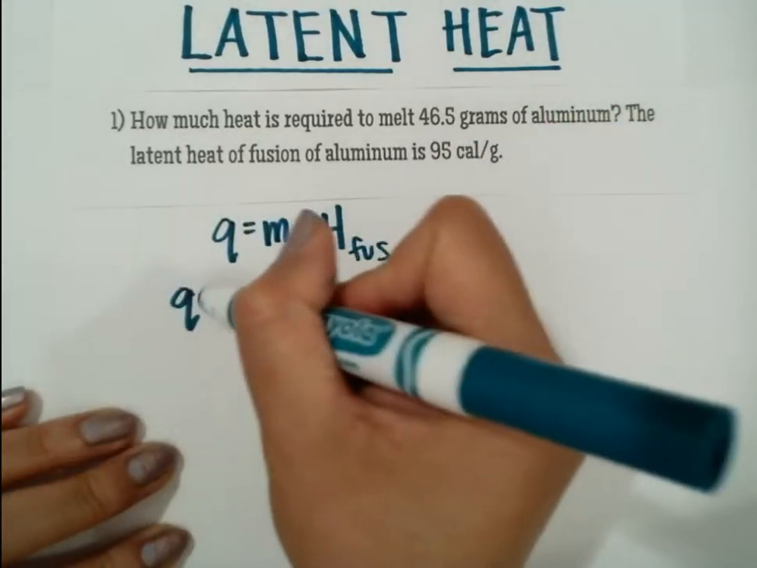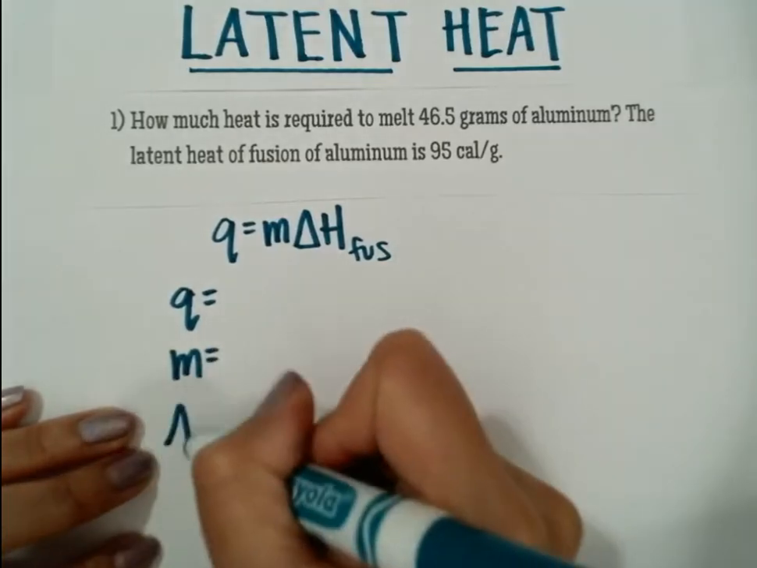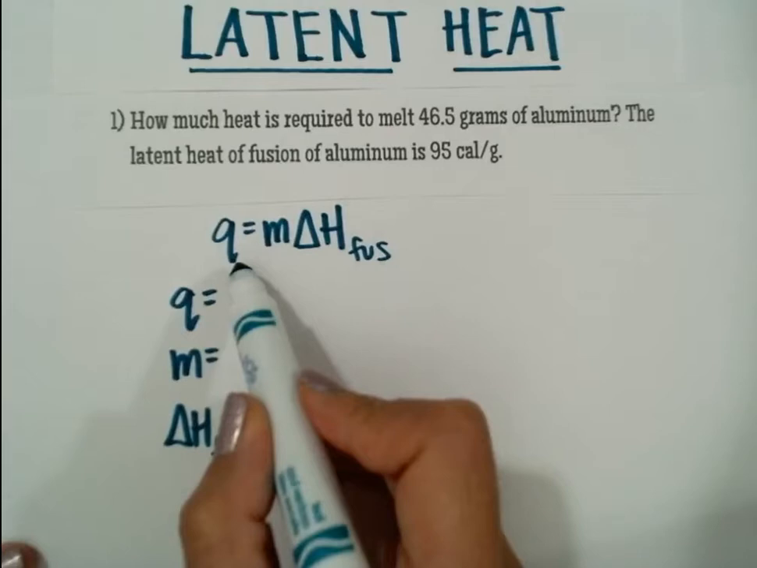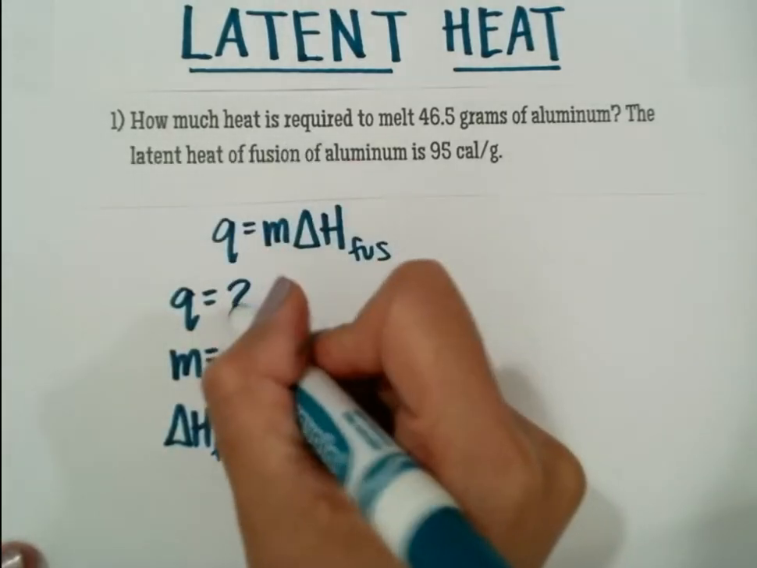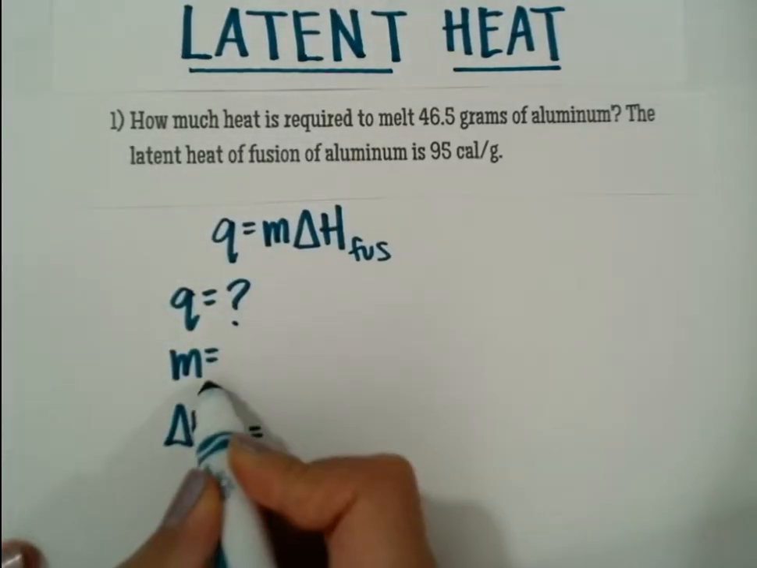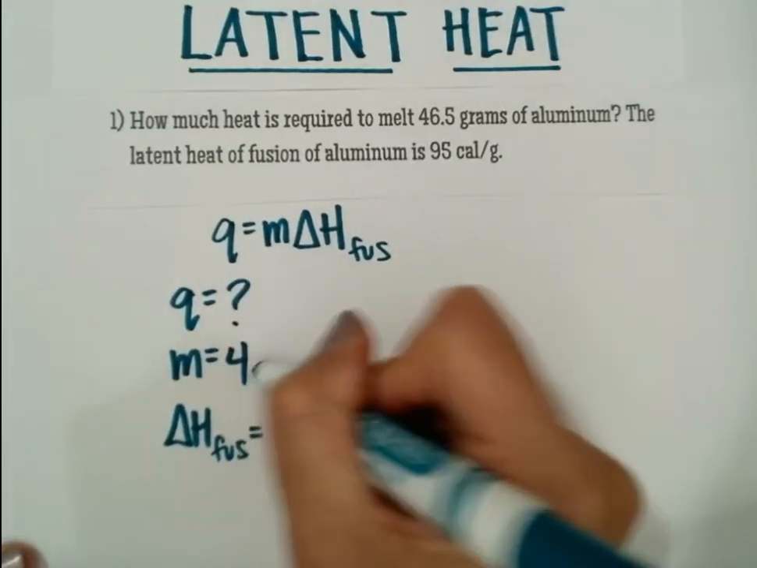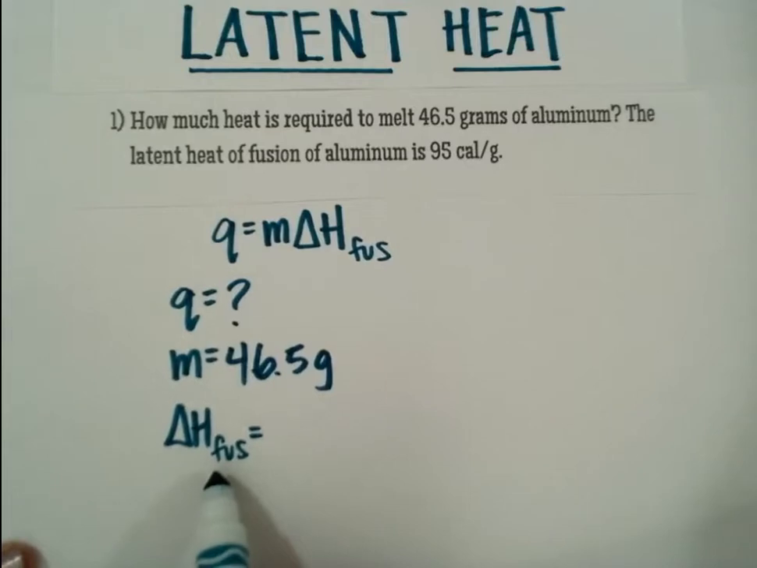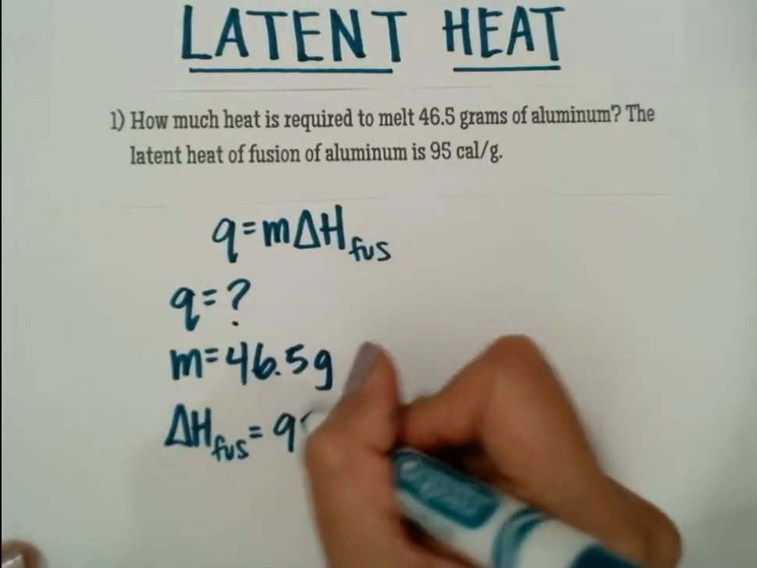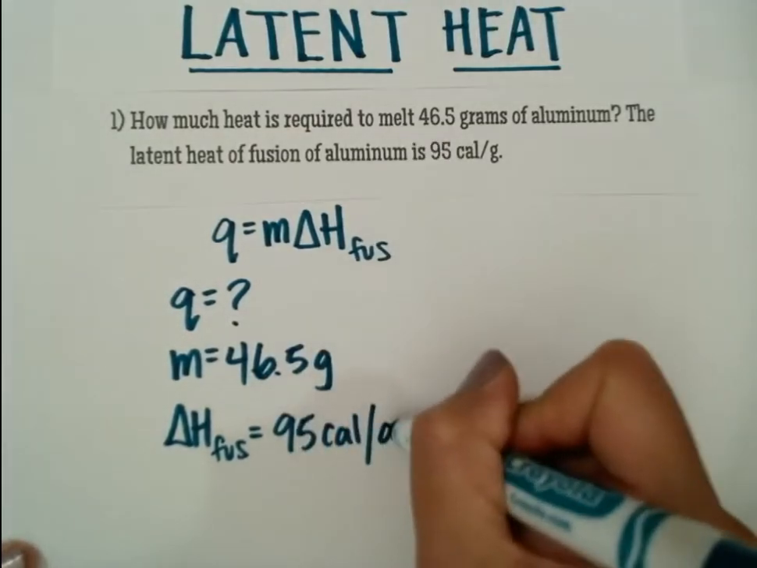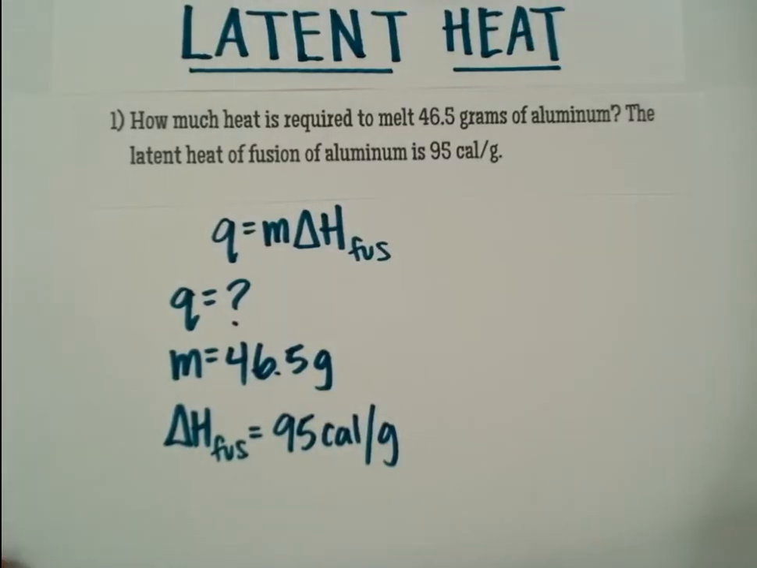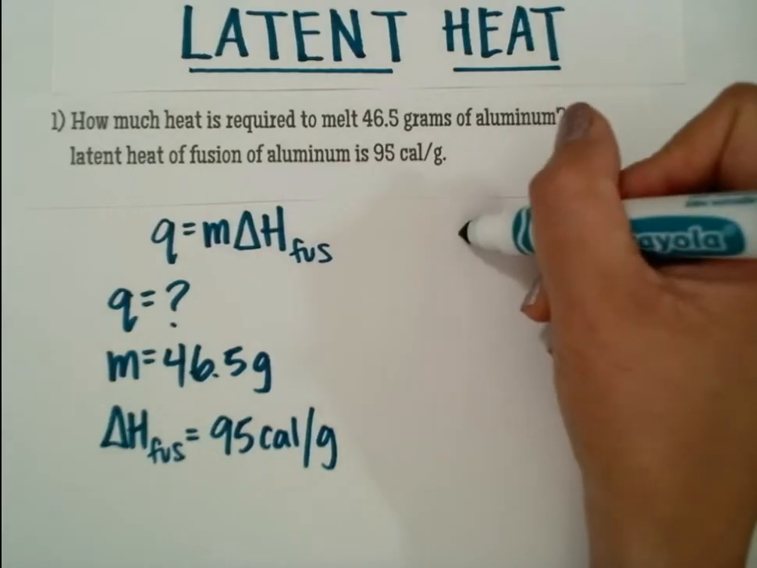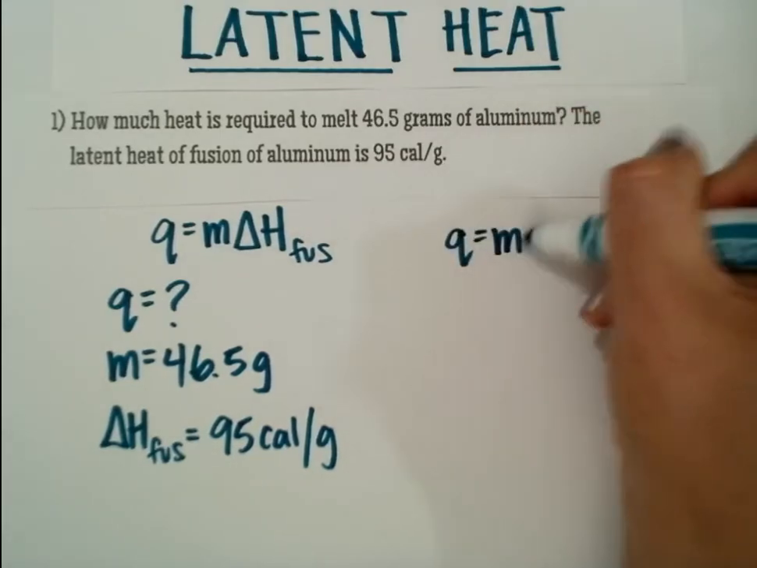I'm going to list my variables. Q is heat. The question says how much heat, so that's what I'm solving for. M is mass. We have 46.5 grams. And then delta H of fusion is 95 calories per gram. Okay, just going to plug some numbers in. So we are solving for Q, so I don't have to rearrange my formula.